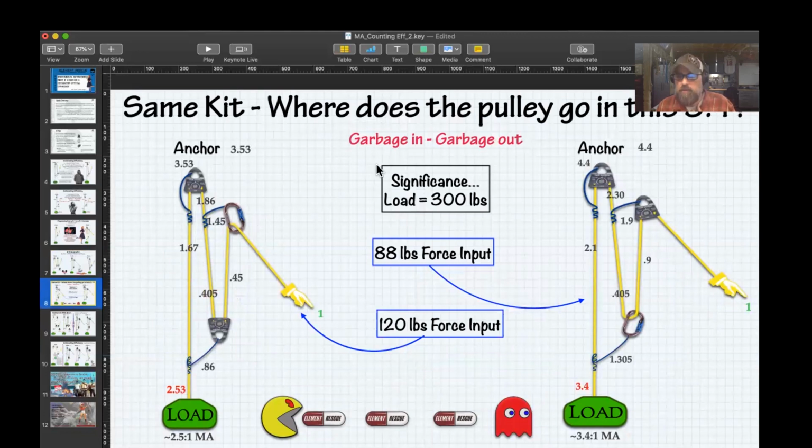This kind of goes against what we were learning back in Tech Rescue years ago. If I have just this kit and I have to build a system and I've got inefficient things in it, like maybe not even a pulley, but I've got to go from a 3 to 1 to a 5 to 1, using the same kit, where does the pulley go? And here it's pretty easy to see. We want to put the most efficient pulley we have wherever our hands are grabbing on the line to haul.